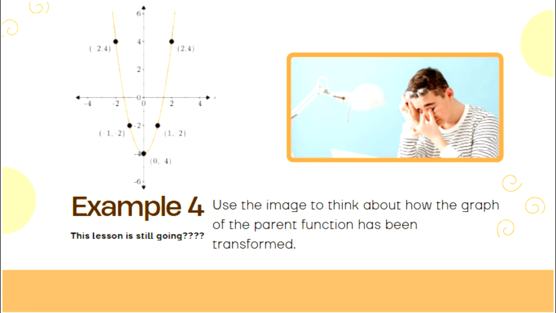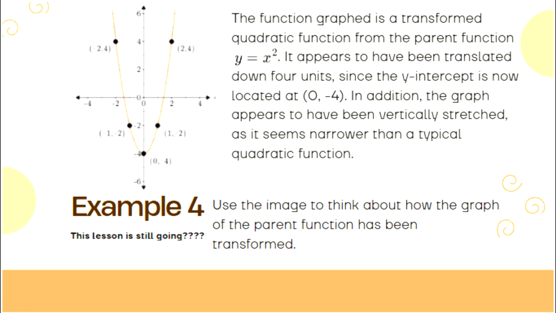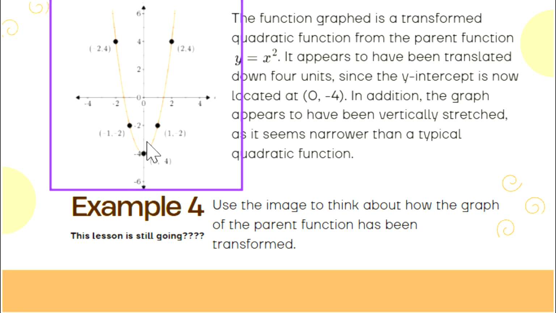Example number 4. Use the image to think about how the graph of the parent function has been transformed. Okay, so the first thing is the function graphed is a transformed quadratic function. We know that because it's a parabola, from the parent function y equals x squared. We know that because y equals x squared is the parent function formula for a parabola. It appears to have been translated down 4 units. We can see that because it's not touching the origin. It's clear down here at 0, negative 4.